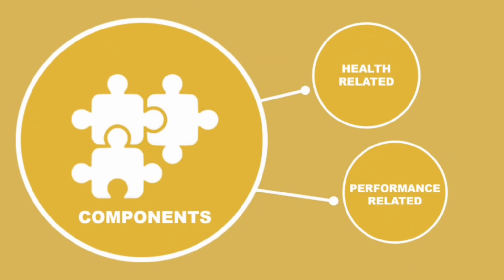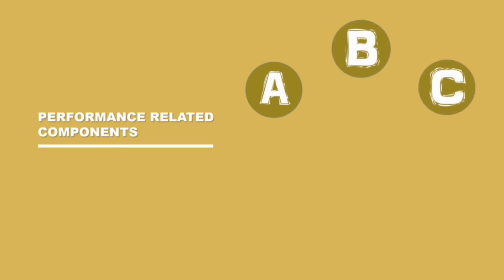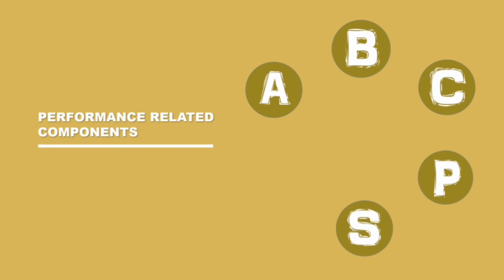Now let's jump into the performance-related components of physical fitness. Performance-related components, also known as skill-related physical fitness, is the ability to perform during games and sports. This type of physical fitness is important for performing the more technical aspects of many sports. So what exactly are the 6 skill-related components of fitness? They are agility, balance, coordination, power, speed, and reaction time.